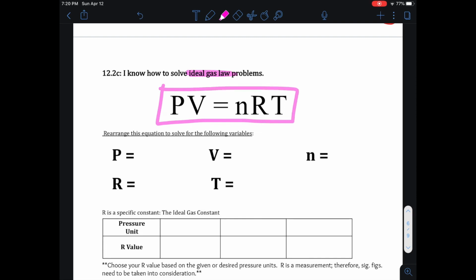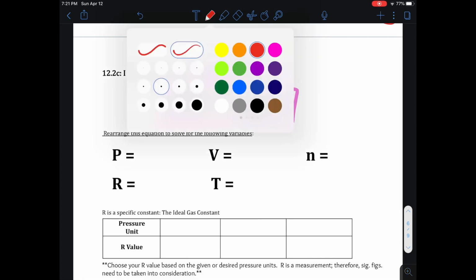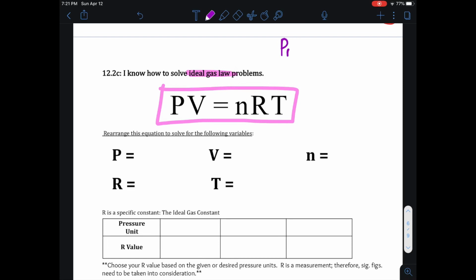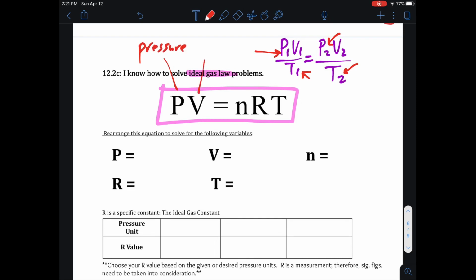Here's our equation. This looks a little different than the previous equation that we did, which was P1 V1 over T1 equal to P2 V2 over T2. Notice that in the previous equation, we have multiple pressures and multiple temperatures. But in this gas law, we only have one pressure, and we only have one volume, and one temperature.